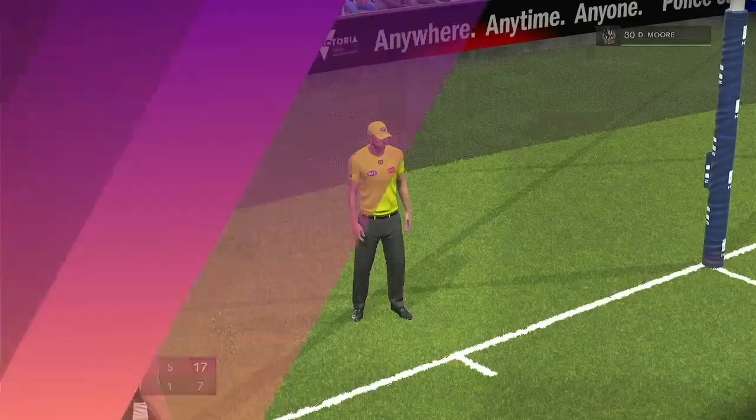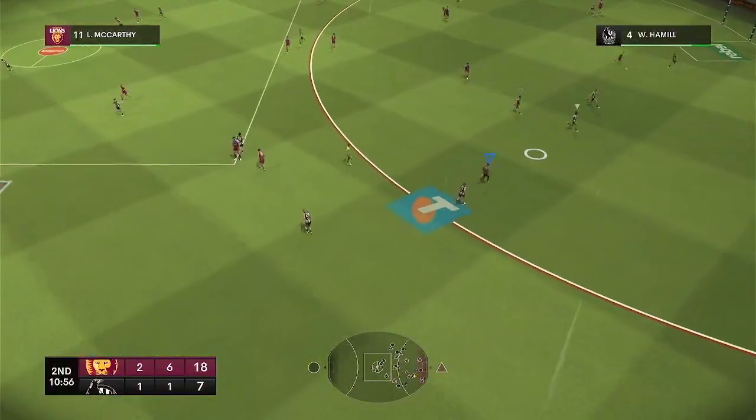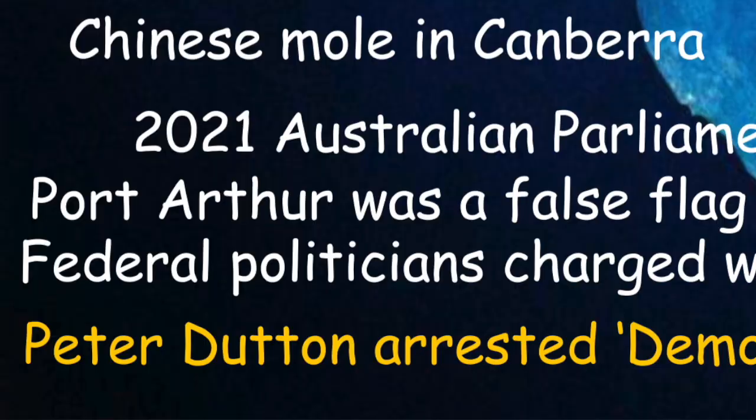In 2024, a federal court civil ruling found that Lehrmann most likely raped Brittany Higgins, though his 2022 criminal trial ended in a mistrial. Port Arthur was a false flag.